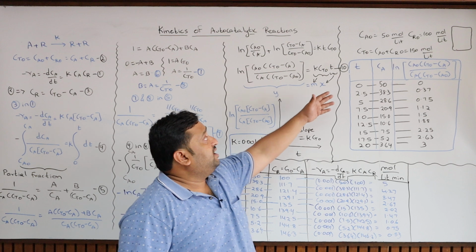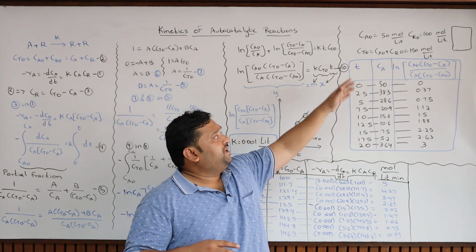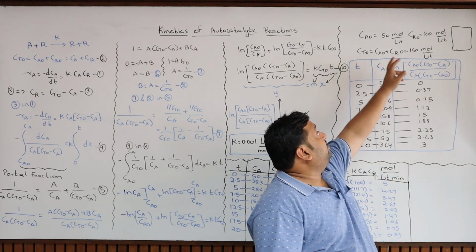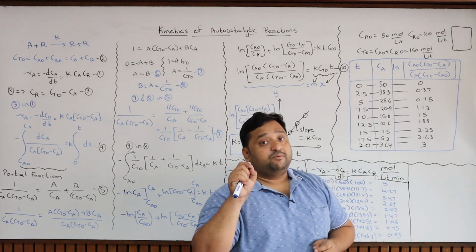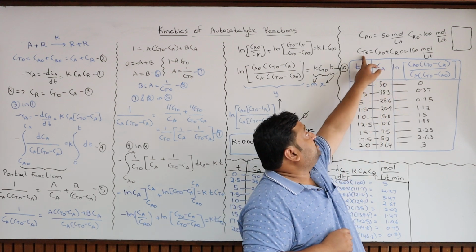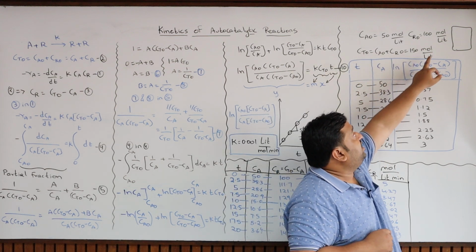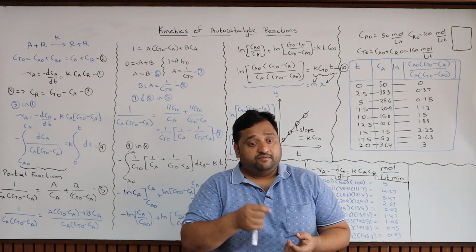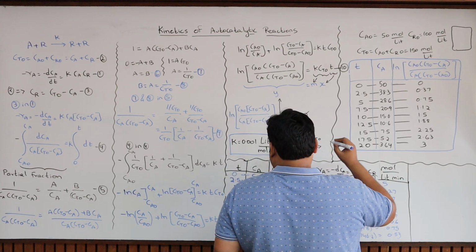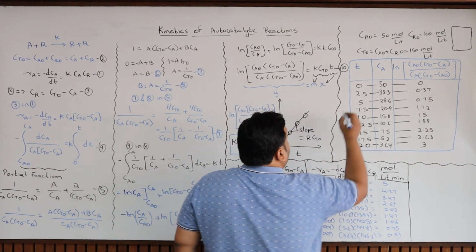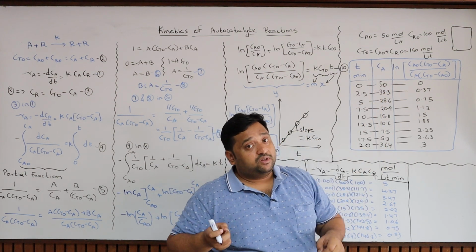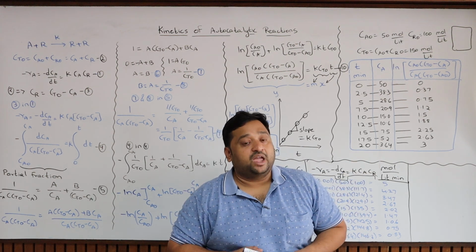Let us take an example. We have the data for an autocatalytic reaction in a reactor, and the initial concentration of A in the reactor is 50 mole per liter, and the initial concentration of R is 100 mole per liter. And Ct0 is nothing but Ca0 plus Cr0, which is equal to 150 mole per liter. Now, time is in minutes. Every 2.5 minutes I have taken out a sample and measured the concentration of A in my reactor.